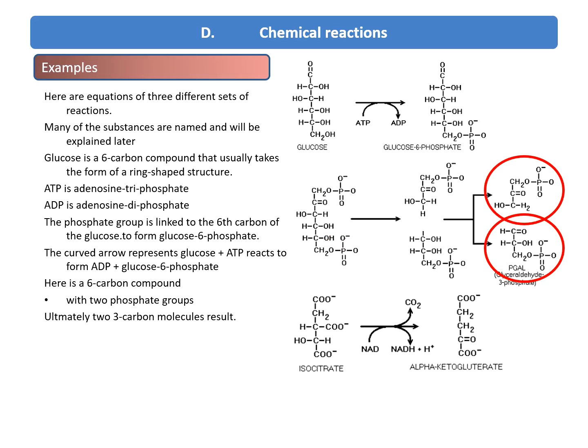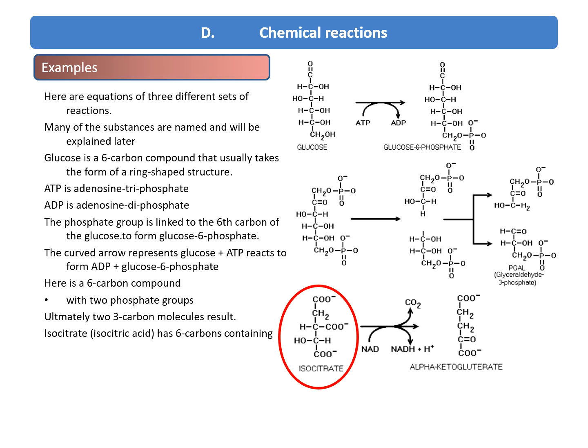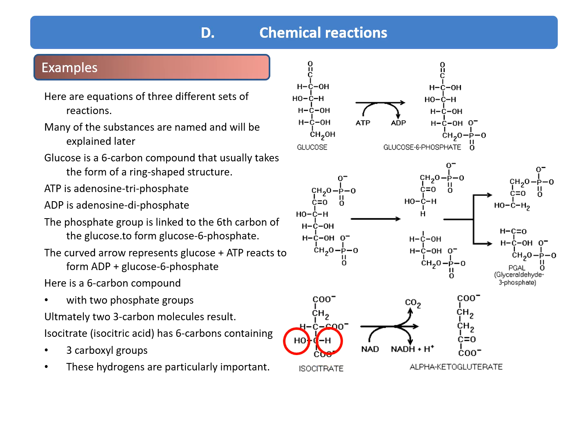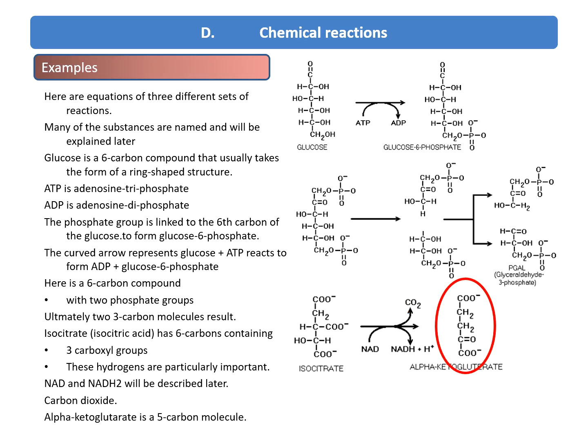Isocitrate has 6 carbons, and it contains 3 carboxyl groups. These hydrogens are particularly important. NAD and NADH2 will be described later. Carbon dioxide is shown, and alpha-ketoglutarate is a 5-carbon molecule.